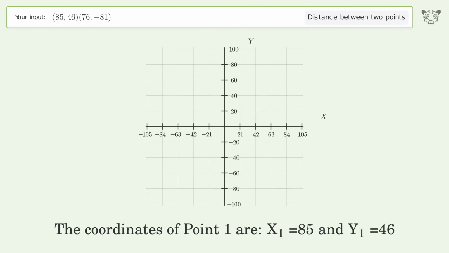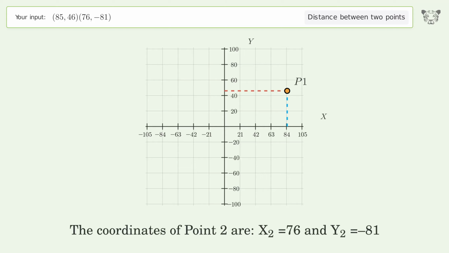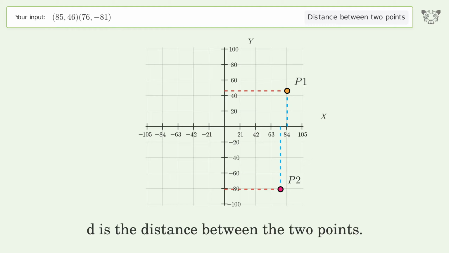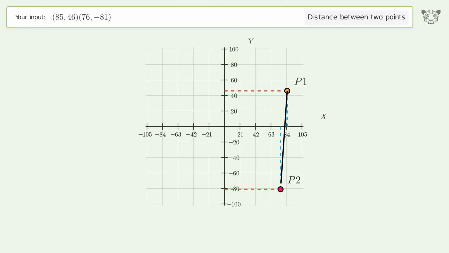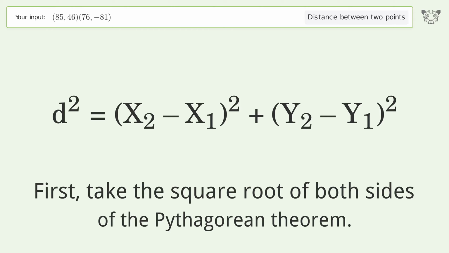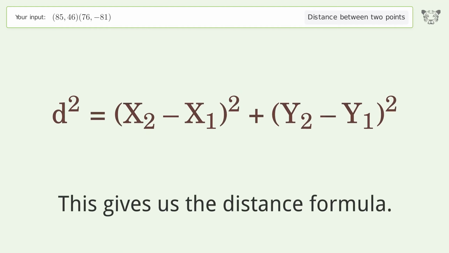The coordinates of point 1 are x1 equals 85 and y1 equals 46. The coordinates of point 2 are x2 equals 76 and y2 equals negative 81. D is the distance between the 2 points. First, take the square root of both sides of the Pythagorean theorem. This gives us the distance formula.